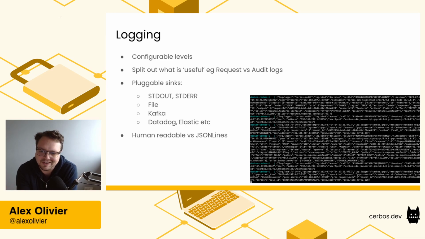So standard error, standard out are the obvious ones, which are great. And if you're in an environment where you've got a log collector running, Fluentd, one of these type of solutions, amazing. But you can also configure it to just write out to a specific file. And that's where you can actually start splitting out the logs into different files based on what they are, or levels, or source, or module, etc.